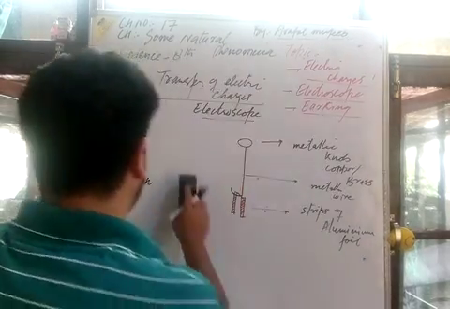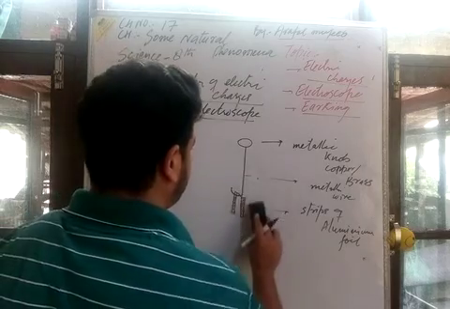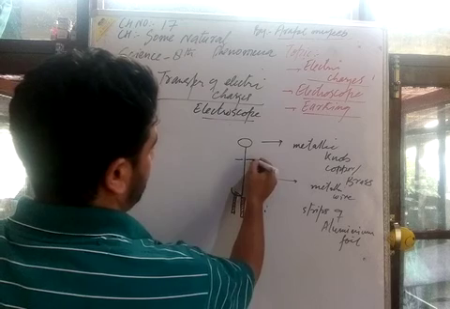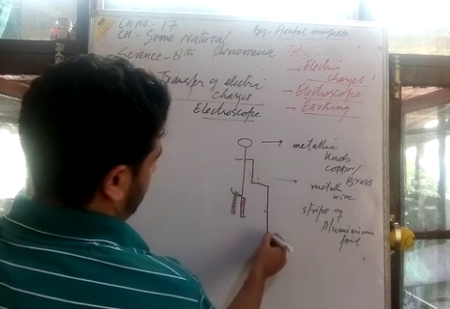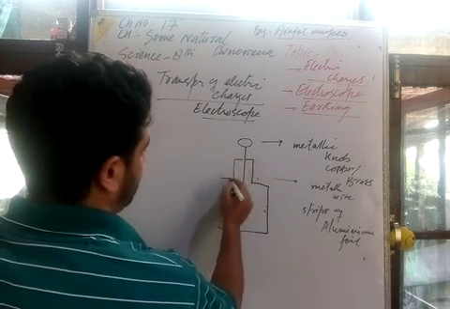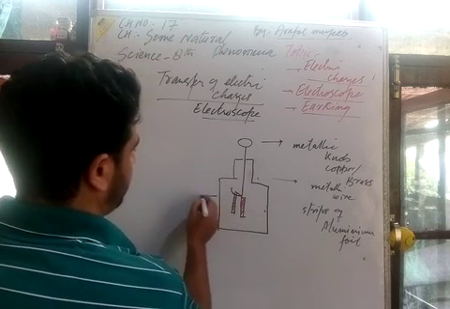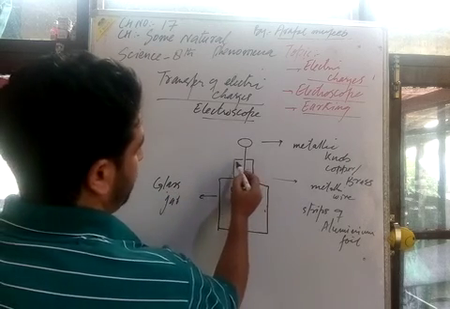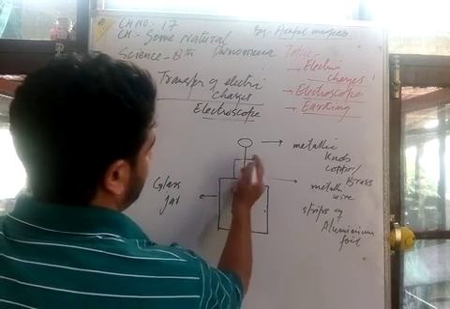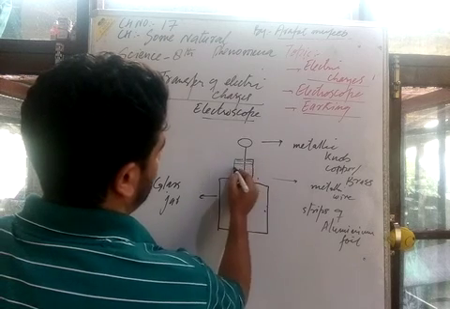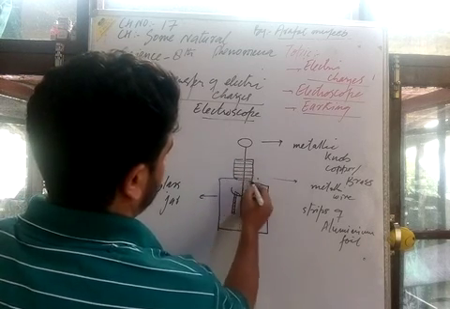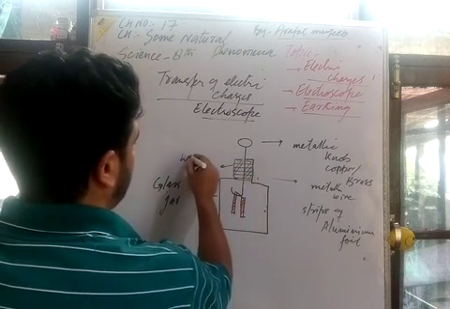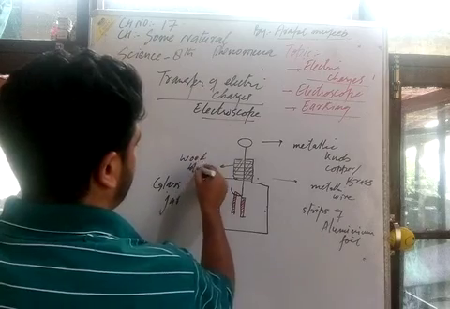You keep all this arrangement in a bottle. You can place the whole arrangement in a glass jar, but you should be aware that this portion should not touch. You should place a wooden block here so that there is no leakage.